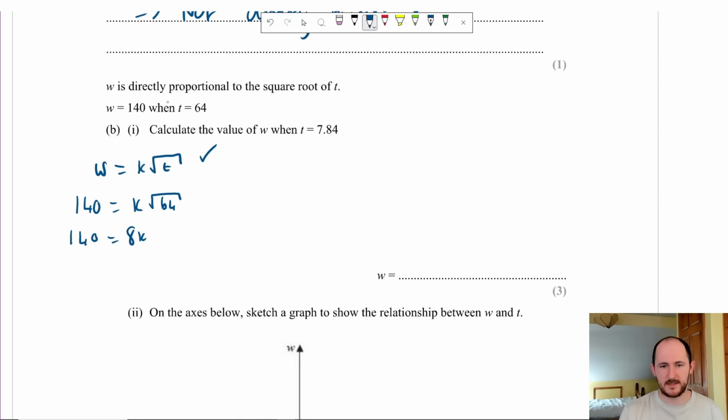So divide both sides. So half it again. That's 20. What am I doing? It's 17.5. But yeah, that's the second mark.